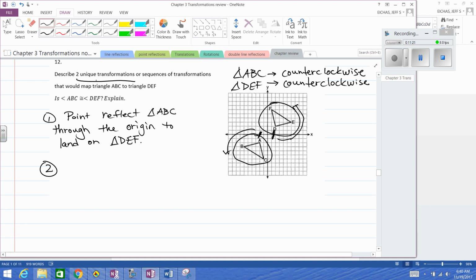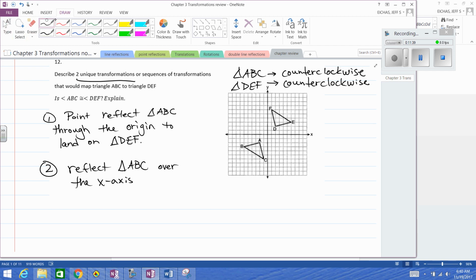So to get the unique one, I'm going to reflect triangle ABC over the x-axis first. And then, when you do this, make sure that you draw it. Okay? To get triangle A prime, B prime, C prime. And if you plot that, it really strengthens your case a lot. Somebody can see you're actually showing it and proving it.